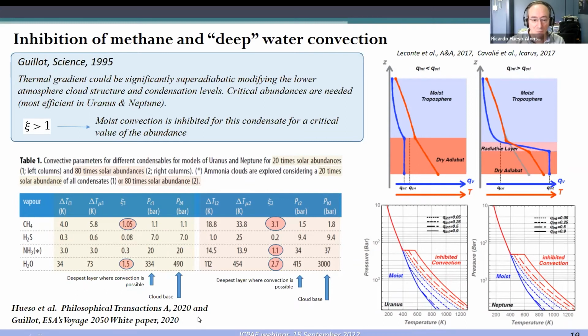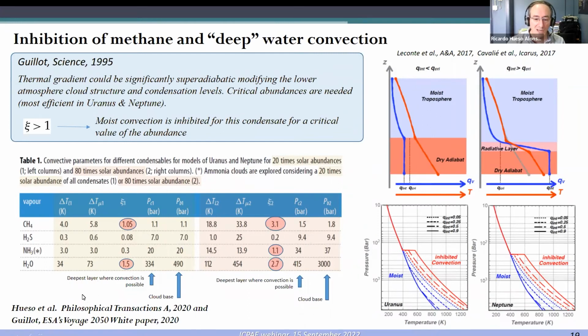And this happens when you have a critical amount of condensables that are heavier than hydrogen helium. And you can have that in the methane cloud, which is at levels where you can observe. You can also have that in the hydrogen sulfide cloud because the latent heat of hydrogen sulfide is very small. You can have it in ammonia, and you can have it also in the water cloud layer.